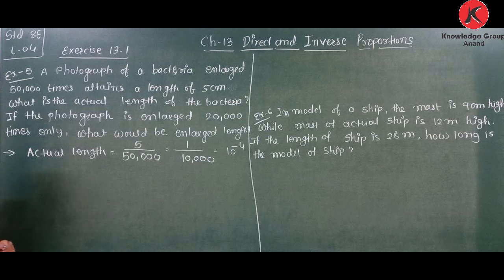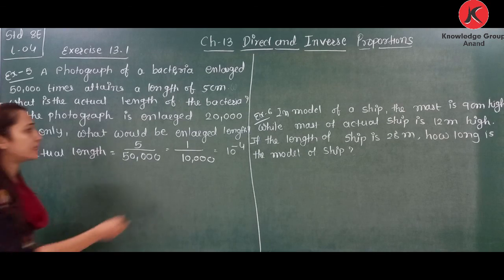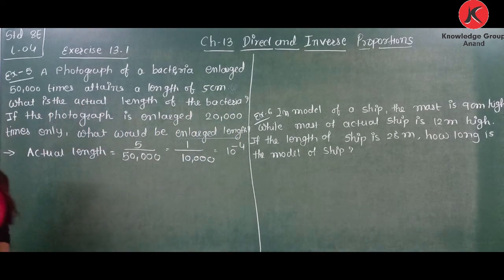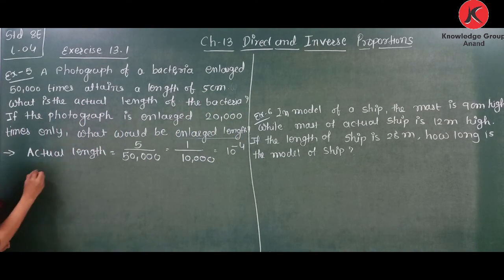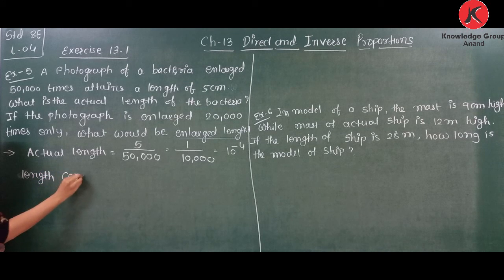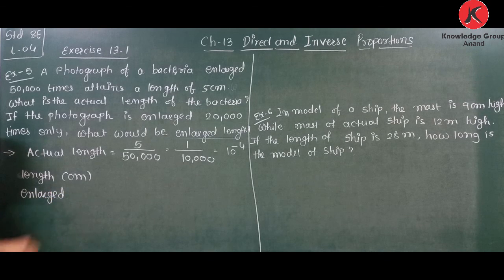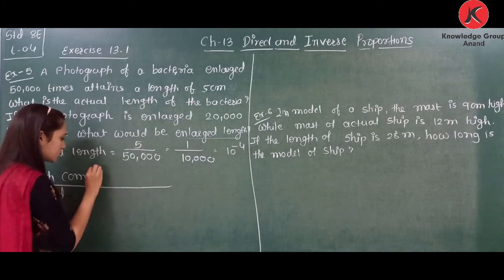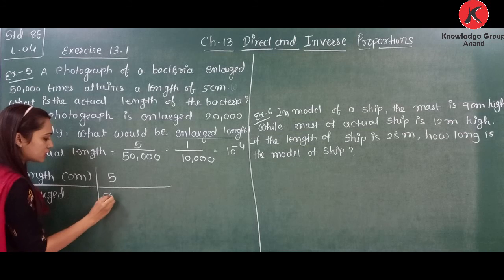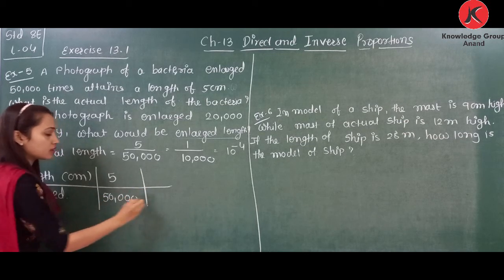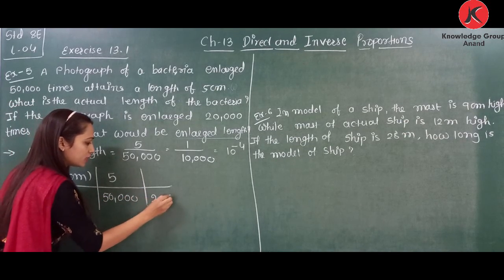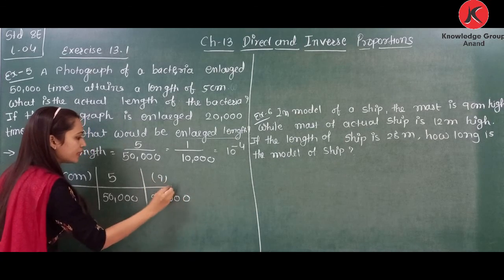Now, if the photograph is enlarged 20,000 times only, what would be the enlarged length in centimeters? So here we can write length in centimeter and enlarged. The length in centimeter is 5 when it is enlarged 50,000 times. So when it is enlarged 20,000 times, what would be the length in centimeters?